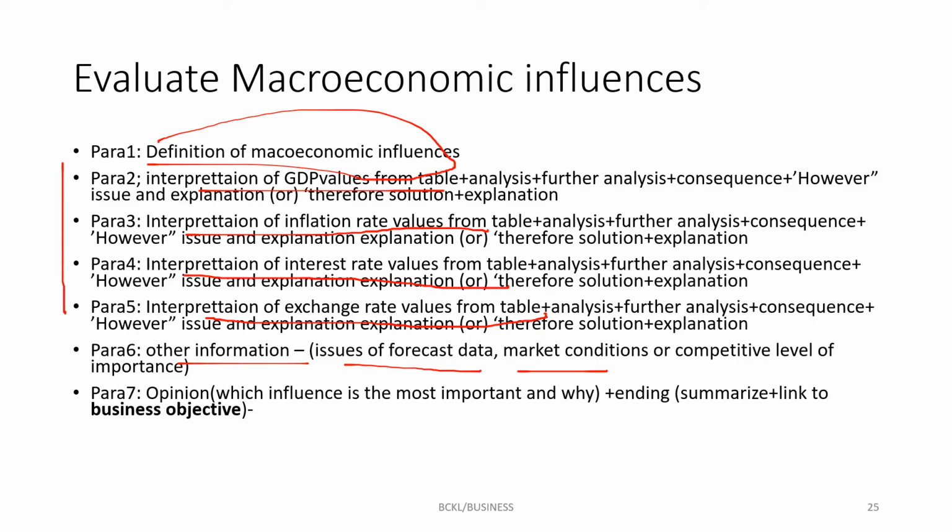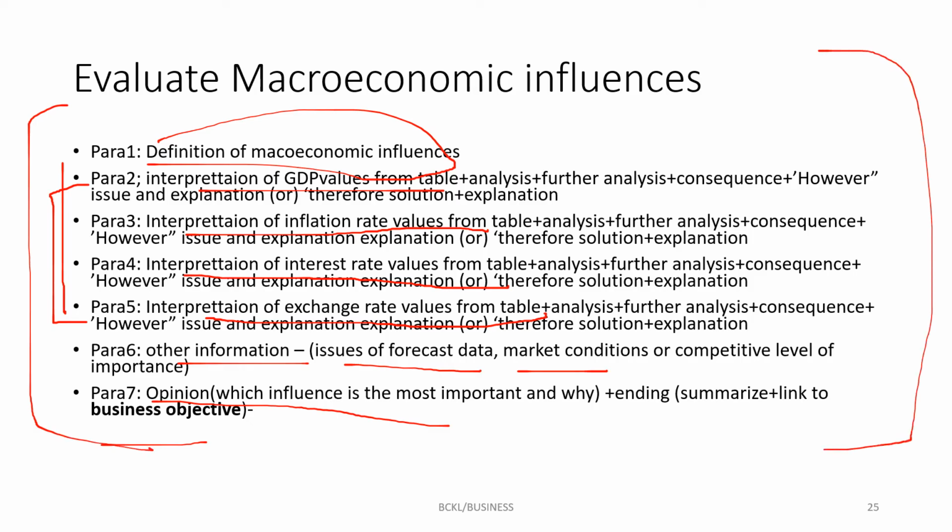So remember, you are getting 2 marks per analysis. Okay, so from paragraph 2 to paragraph 5, you will be getting your marks 2, 4, 6, 8 marks on your analysis and consequences. So be very careful. Level 1, level 2, level 3 in your answer. Okay, then the opinions, which influence you think is the most important and why. Then you summarize, and then you link to the business objective. Okay, so you can practice. You have lots of questions on this. You can practice from previous papers' questions.